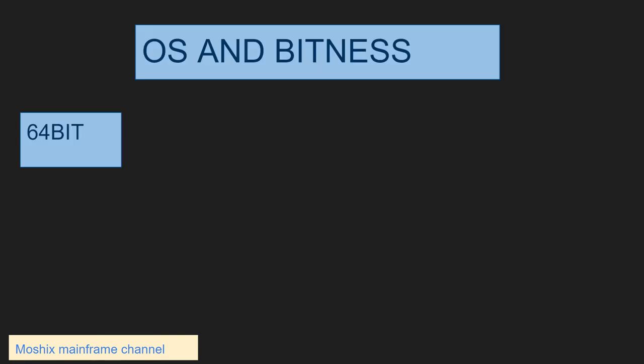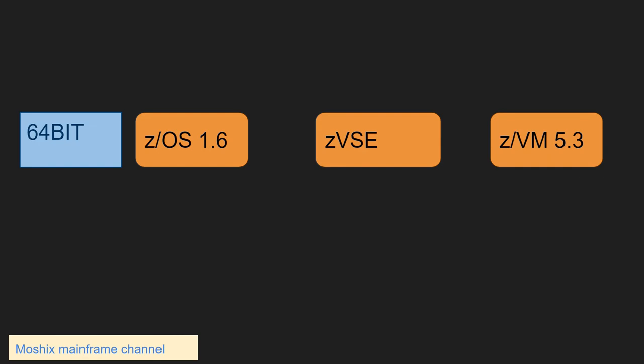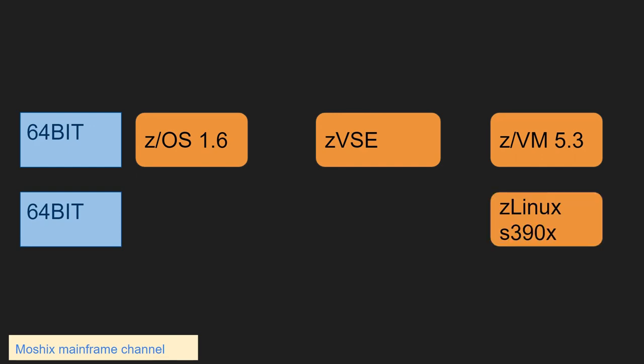And finally, we have the 64-bit mainframes announced in the year 2000. z/OS 1.6 was only 64-bit. The 31-bit support was gone. z/VSE is 64-bit, and of course, z/VM from 5.3 up is only 64-bit. And well, the guest operating systems could be 31-bit, but the nucleus was 64-bit for z/VM. And then, of course, zLinux with the S390X architecture is 64-bit only.